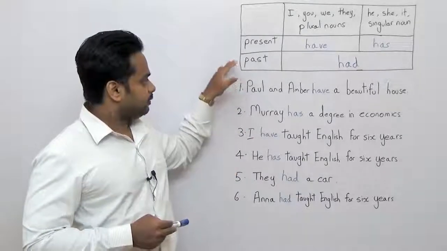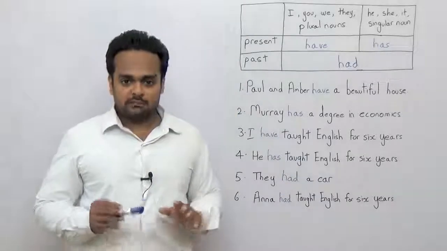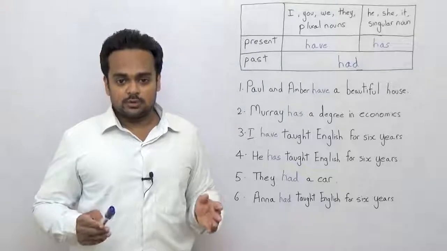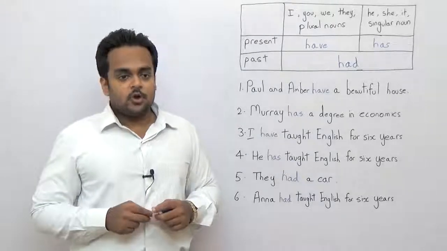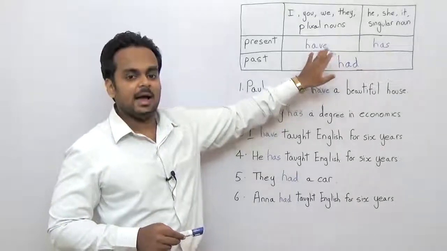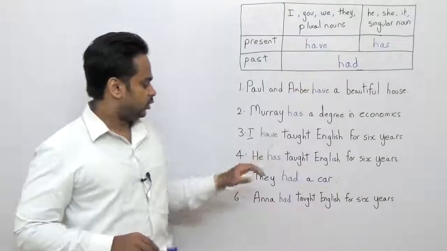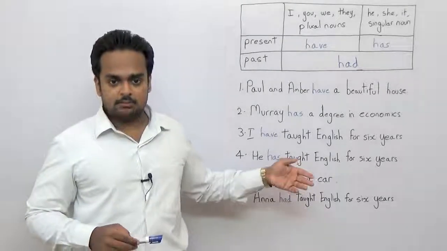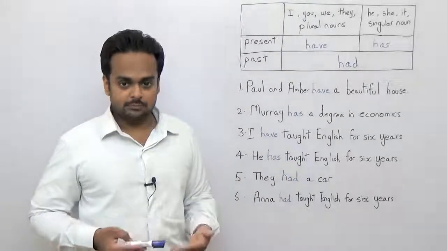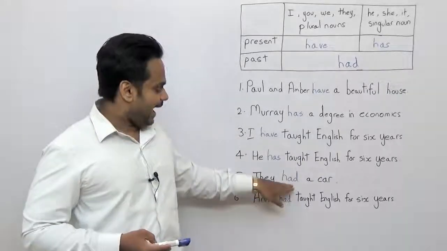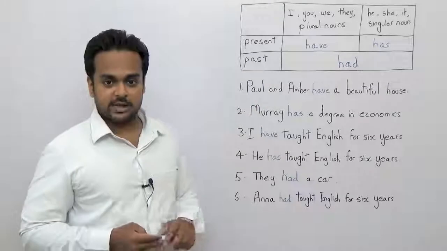Now let's talk about the past tense. If you have a sentence in the past tense, well, it's good news because no matter what subject you have, you will always use had. Okay? So here, they had a car. That means they don't have a car now. They had a car in the past. But we're using had because it's in the past tense.